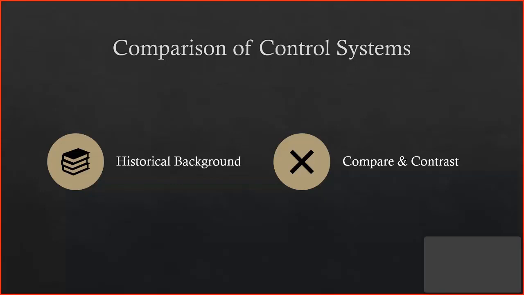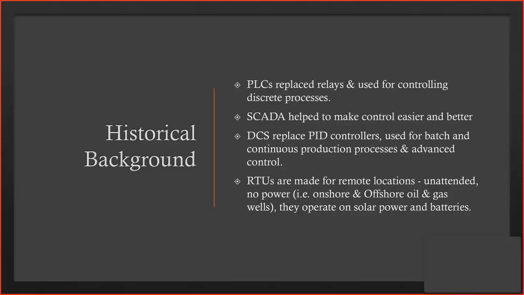The comparison is based on two things. One is historical background, another is a compare and contrast method: what some element or component has but others don't have. So let me start with the historical background. Before the PLCs, how were processes being controlled, what were the methodologies?